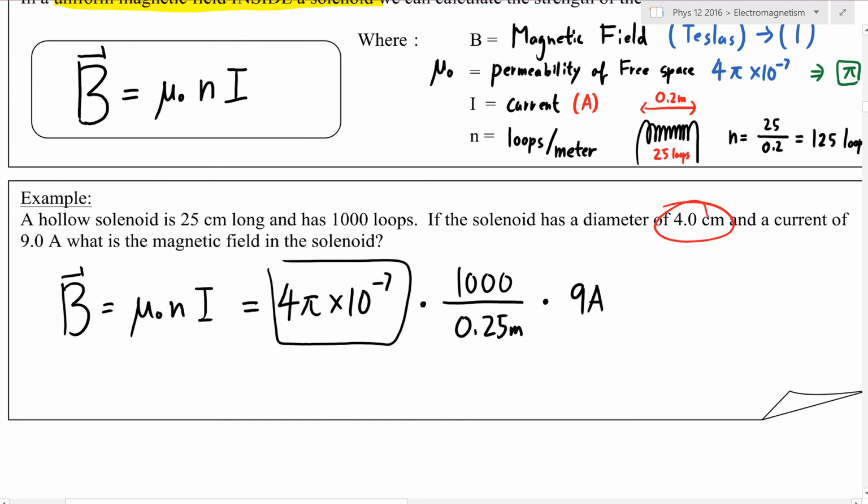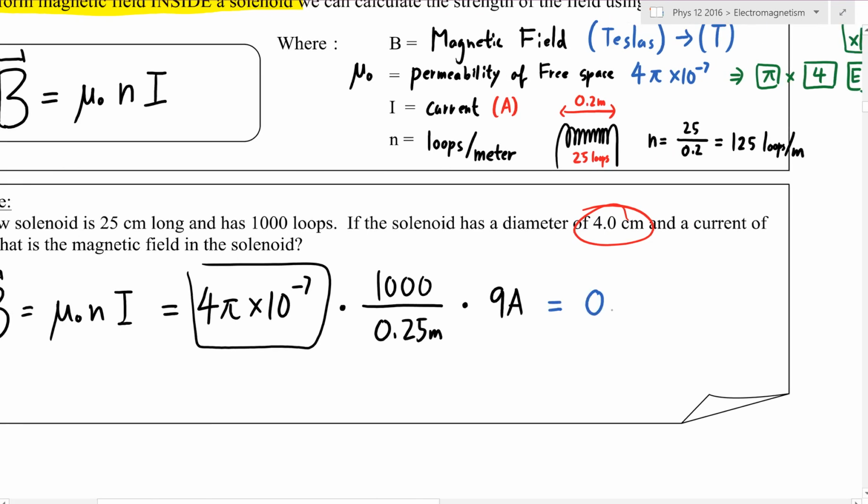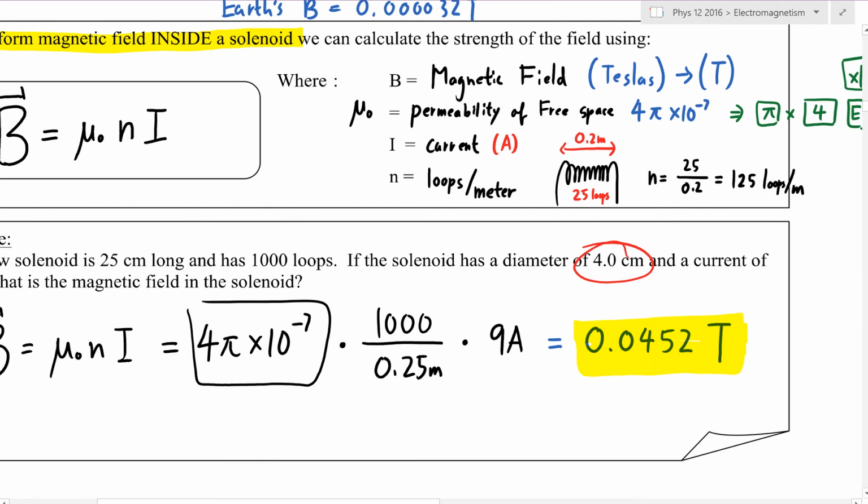Now, if I substitute all of that into the equation, what you should get is about 0.0452 Tesla. So that's how strong this electromagnet is. When you look at the Earth number, it's stronger than the Earth already. Weaker than maybe a neodymium magnet by a lot, but quite a lot stronger than Earth's magnetic field.